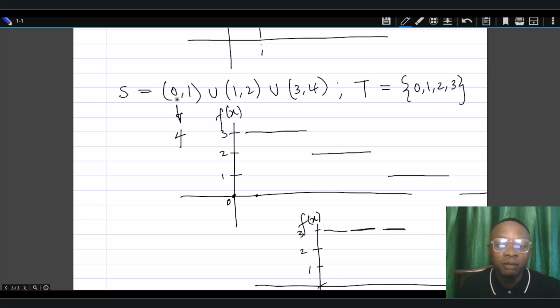So if every number here is mapped to 0 or 1 or 2 or 3, it does not stop every number in this subset from also being mapped to any number it likes. So they can be mapped to the same thing. That's why I would draw out this option.